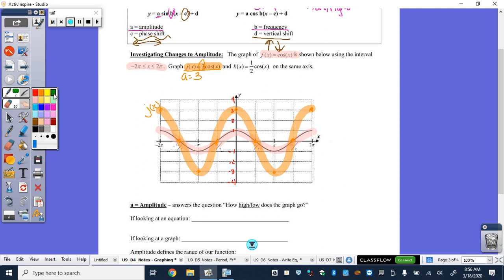So amplitude changes how high up or down it goes. So my last example here, my k of x, my amplitude is a 1/2. So that means instead of going up to 1, it's only going to go up to 1/2. And instead of going down to negative 1, it's only going to go to negative 1/2. So this would be 1/2, 0, negative 1/2, 0, 1/2. And then we repeat over here on the other side.